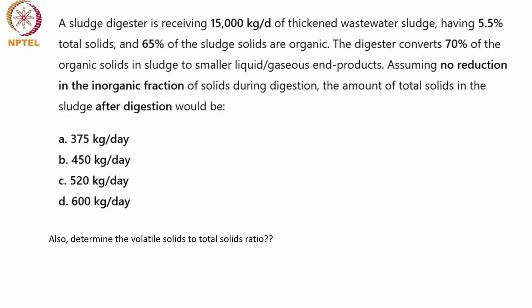Now could you please explain the first part you have written? First part, this formula. First formula is they are asking for the amount of solids in the sludge after digestion. See, total solids mass is 15,000, and in that 5.5 percentage is your total solids, so I have written 5.5 divided by 100.